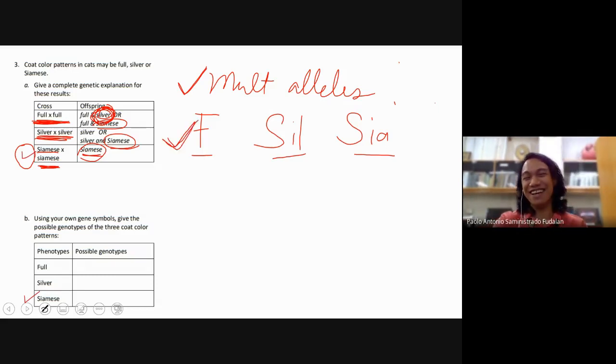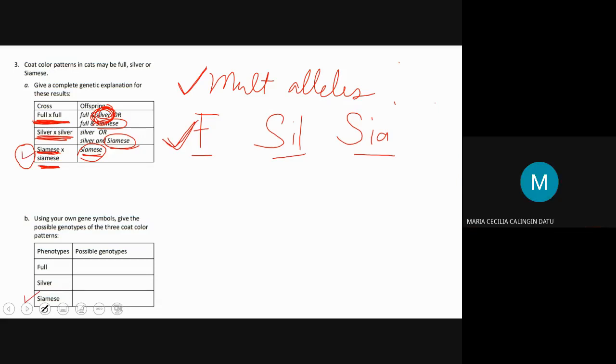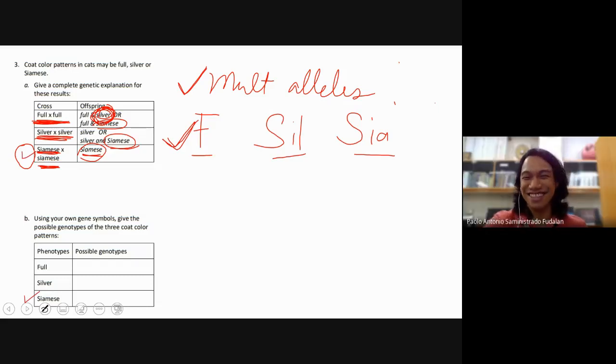Okay, so check natin yan. Now, if indeed these are the alleles, it's time to decide on dominance. Based on what I talked extensively a while ago, Siamese is masked by full, masked by silver, but it can only express itself if both of the parents are Siamese. What can we say about the dominance or the recessiveness of the Siamese allele? Is it the most dominant, the middle dominant, or the most recessive? Most recessive. Correct.